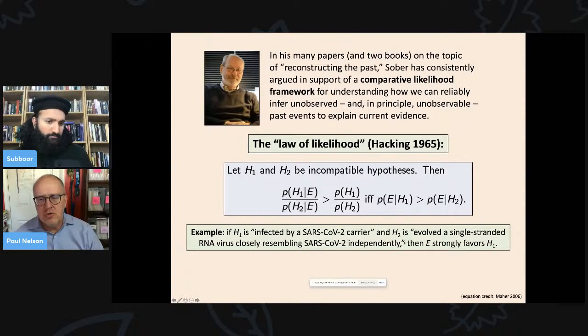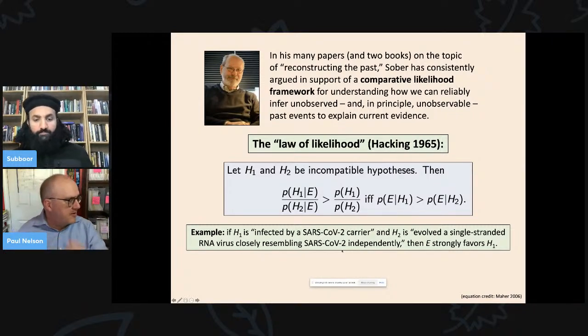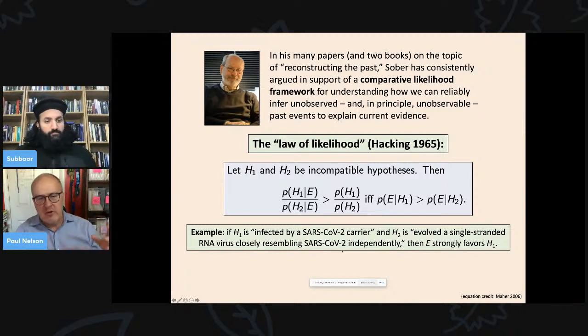versus H2, which was that person evolved something in their biology that allowed them to evolve a single-stranded RNA virus closely resembling SARS-CoV-2, and this happened entirely independently of the virus that we're all worried about.